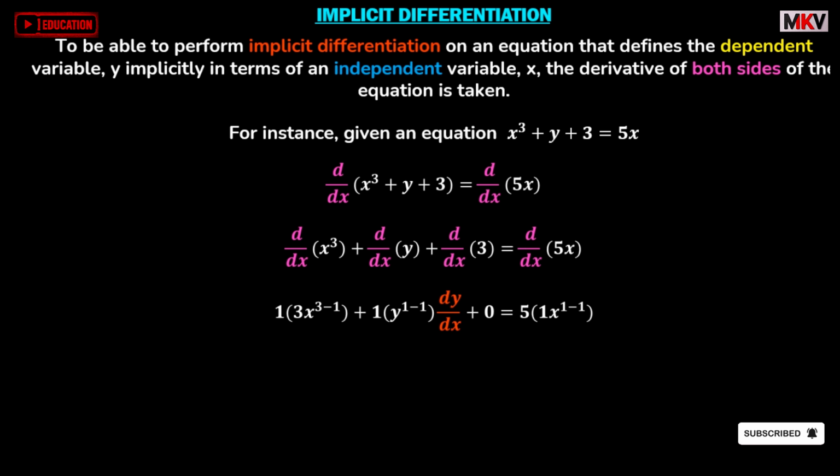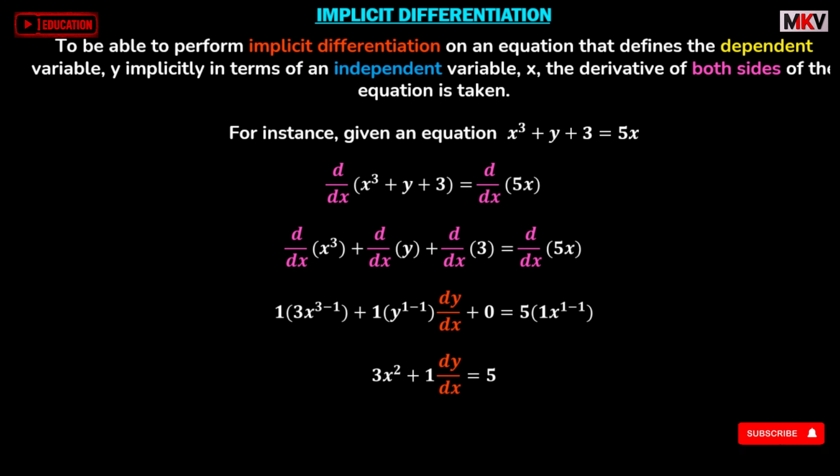Now, since y is the dependent variable, after differentiation we multiply that differential by dy/dx. If the function has 2 or 3 terms, after differentiation, all those y terms, you multiply by dy/dx. So we take note of these two. After the differentiation, we have 3x squared plus 1 multiplying dy/dx, which is equal to 5.